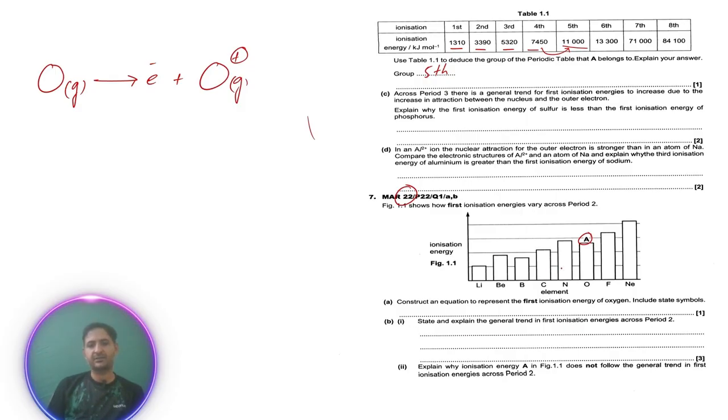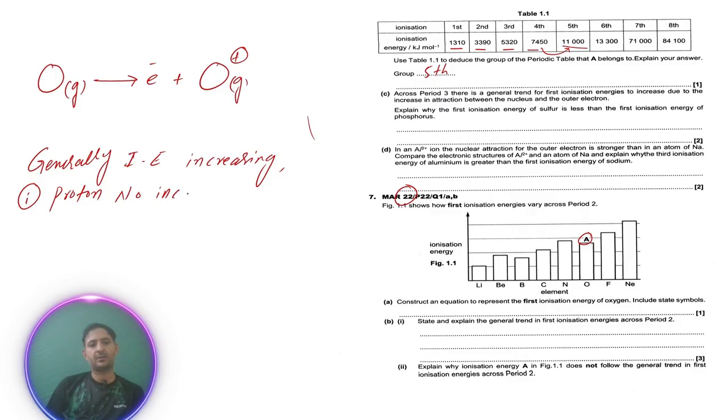State and explain the general trend in the ionization energy across period 2. You can notice it is increasing, generally increasing. Why is it increasing? Number one reason is that left to right, proton number increases gradually.